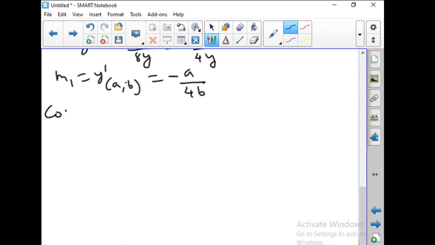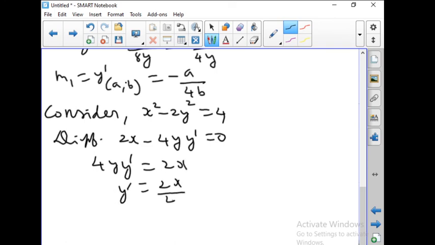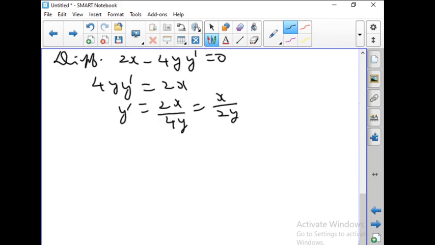What about the other curve? Consider the hyperbola. Hyperbola is x square minus 2y square is equal to 4. Differentiate this also in the same way. What do you get? 2x minus 4y into y dash is equal to 0. So 4y y dash is equal to 2x. So y dash is equal to 2x by 4y, which is equal to x by 2y. So what is m2? m2 is equal to y dash at a comma b, so it is equal to a by 2b.